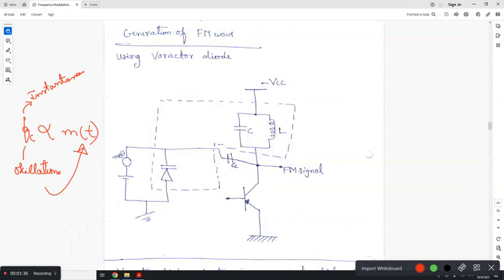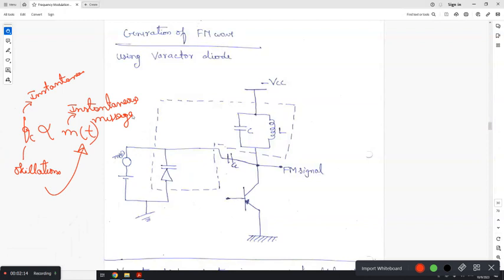and this m of t is the instantaneous value of the message signal. So the frequency of a waveform is now proportional to the message signal. That's what your FM is. Now, how do you generate this?